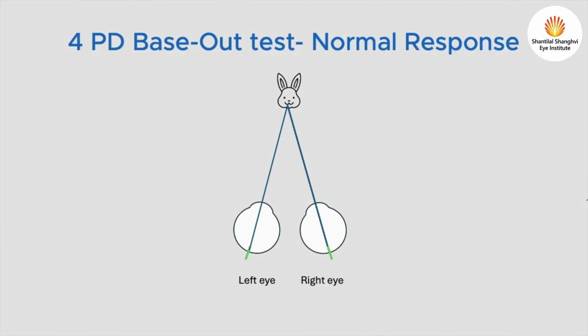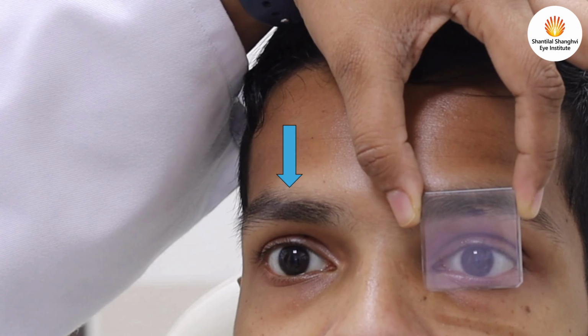In a patient with BSV, placing a 4 PD base-out prism over the right eye, for example, will cause the image to shift temporal to the fovea in that eye. Now to bring back foveolar fixation, this eye will rotate towards the apex of the prism. As per Hering's law, the left eye will also move in the same direction, causing the image in the left eye to shift temporal to its fovea. This temporal shift of image in the left eye will induce a vergence movement only in the left eye to bring that image back onto its fovea.